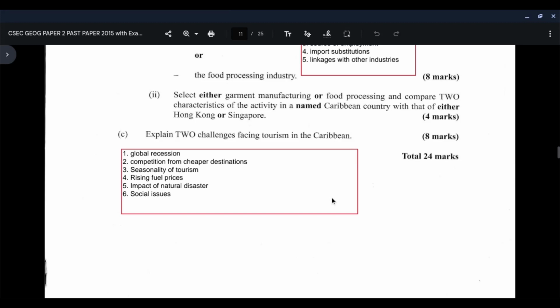Right? You have global recession. Everywhere that we go, you realize that recession is taking place. We have inflation taking place everywhere, and the more inflation and recession take place, the more expensive it's going to be for somebody to take a vacation, especially to the Caribbean. So the tourism industry is going to consistently be challenged by these issues. Once you are able to answer these questions, 24 marks should be yours.